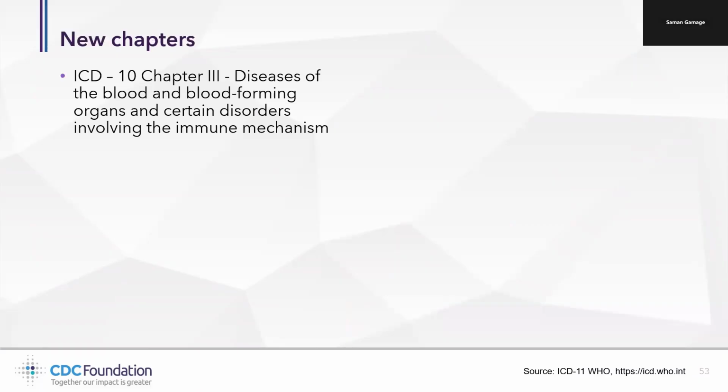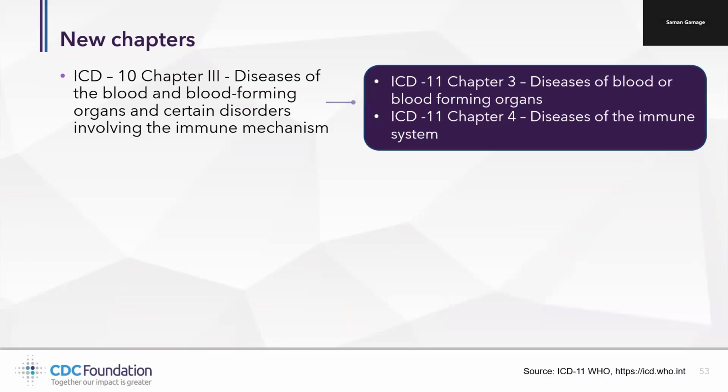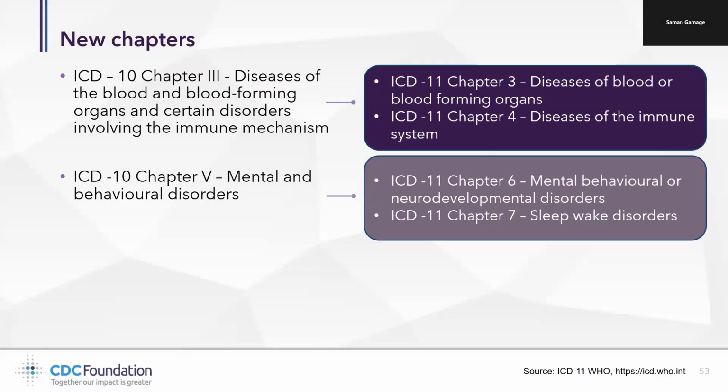So here are the new chapters. ICD-10 chapter 3, diseases of the blood and blood-forming organs and certain disorders involving the immune mechanism, is divided into two chapters. ICD-11 chapter 3 is diseases of the blood or blood-forming organs, and the diseases of the immune system come in chapter 4. We had chapter 5, mental and behavioral disorders, in ICD-10. However, in ICD-11, chapter 6 is mental, behavioral, or neurodevelopmental disorders, and in chapter 7 you will find sleep-wake disorders.